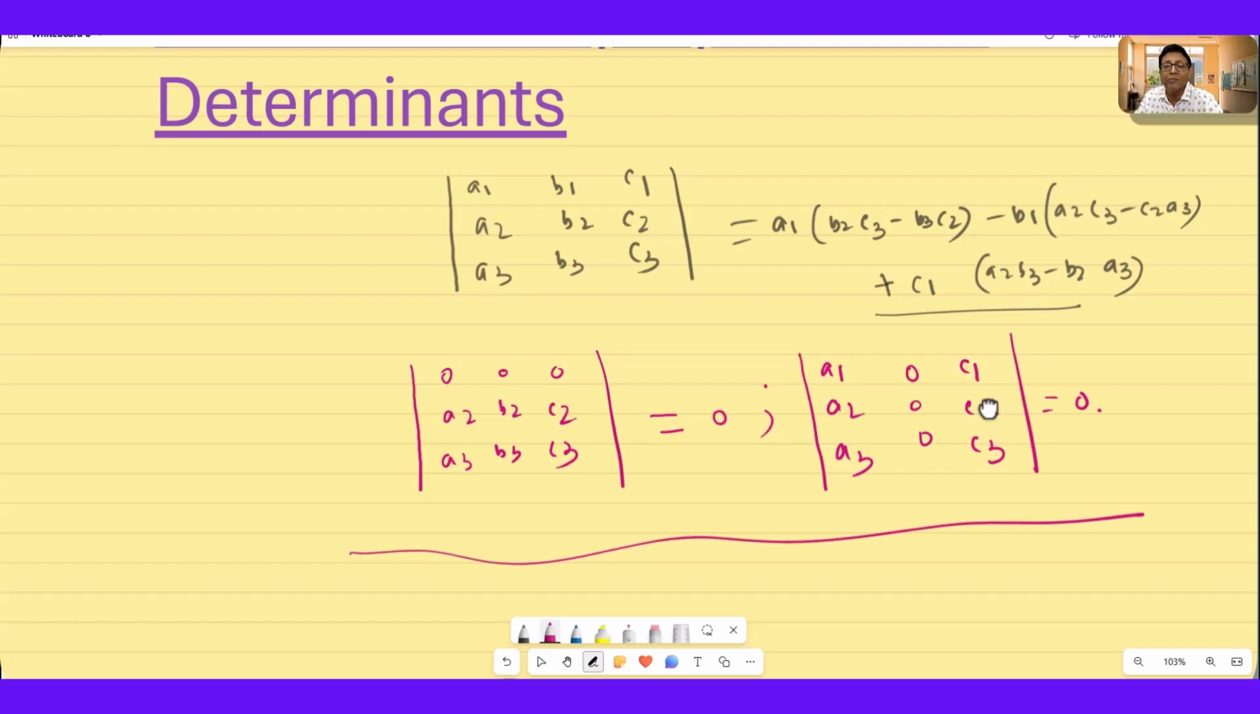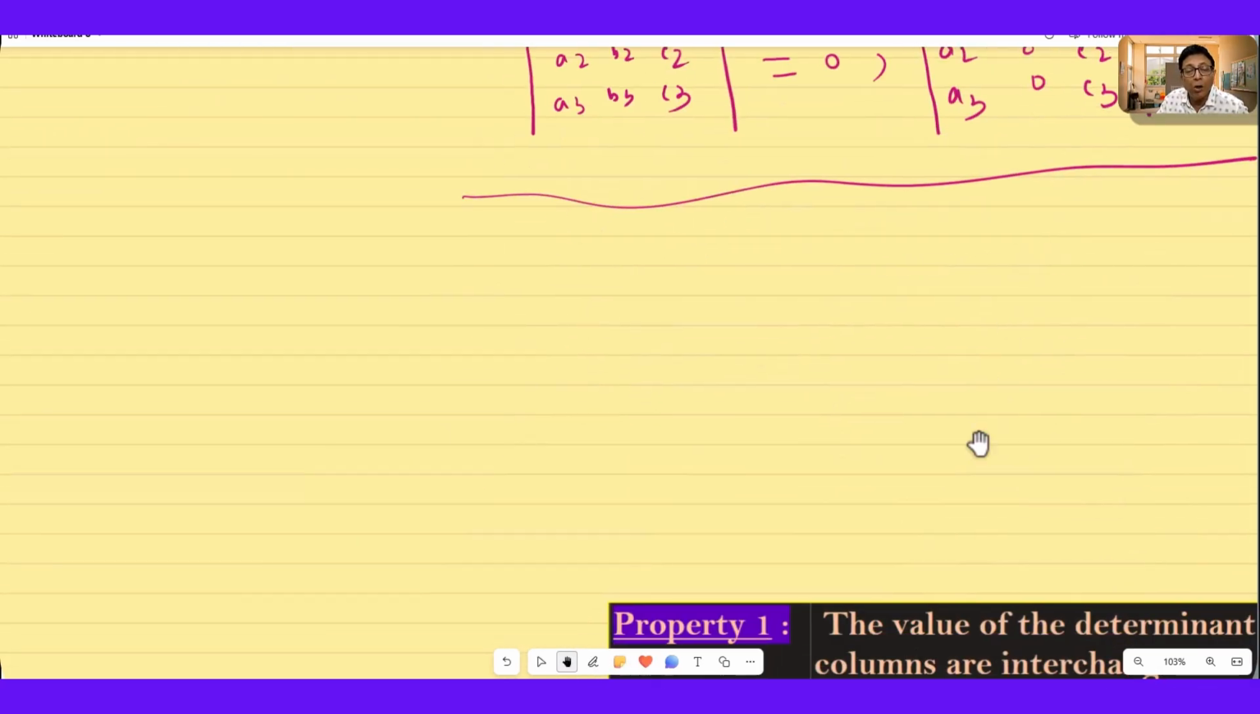This is quite obvious. If you expand, then it will be 0. But when you are solving a problem, at any stage if you get 0, 0, 0 in a row or in a column, the value of the 3 by 3 determinant is going to be equal to 0. Okay, now let us do the properties of determinant.